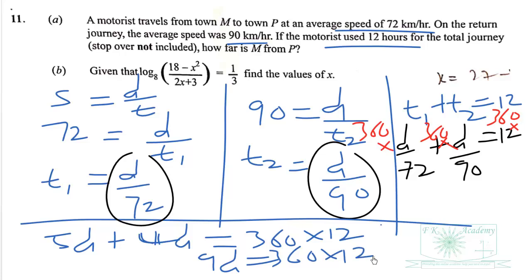So d will be equal to 360 divided by 9 will be 40. So 40 times 12. And that will give us 480 kilometers. So 480 kilometers is the distance between town M and town P.